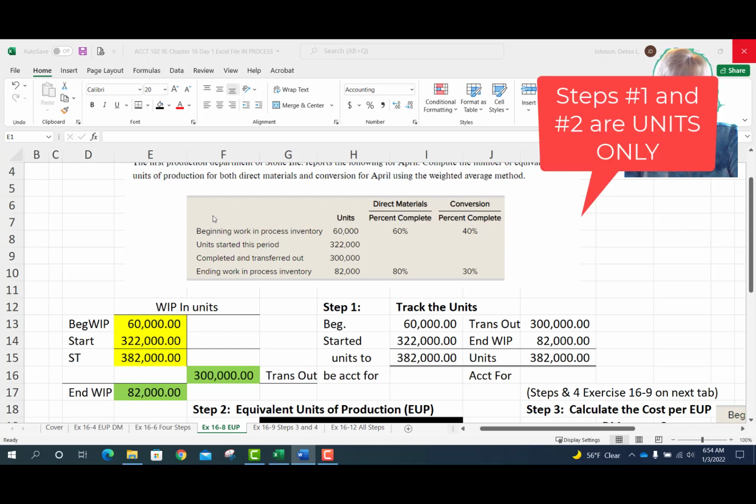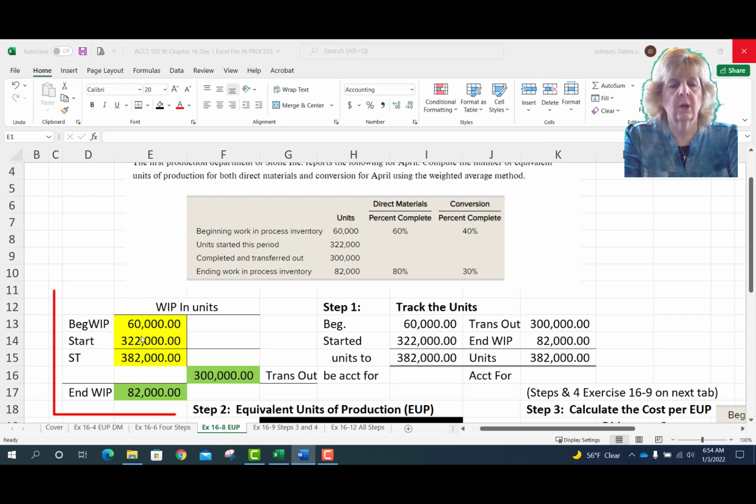So looking at the information the author has provided, we started out the WIP account with 60,000 units. We added in the 322,000 units started. We subtotaled the WIP account, and that's how many units came in. Now it's up to us to determine how those units wound up, where they got distributed. The author tells us that 300,000 units were transferred out, and that means that the ending WIP, those units still in an incomplete state, remain. In this case, 82,000. So step 1, using that information for the T account, tracks the units.